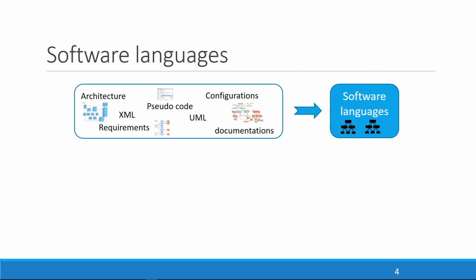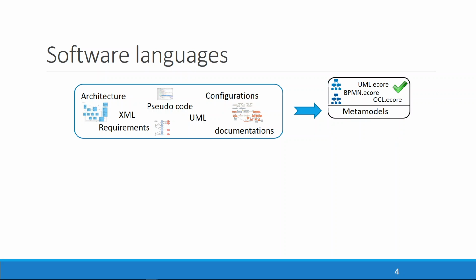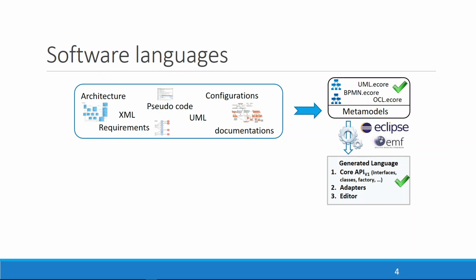And at the heart of a software language, there is what we call a metamodel, which is equivalent to a grammar in a programming language. So you define here the main concepts, their properties, their relationships, etc. And then from the metamodel, EMF, the Eclipse platform, allows you to generate the language with the core API, adapters, and editor, and you can enrich it with additional code to perform additional functionalities like verifications, etc.